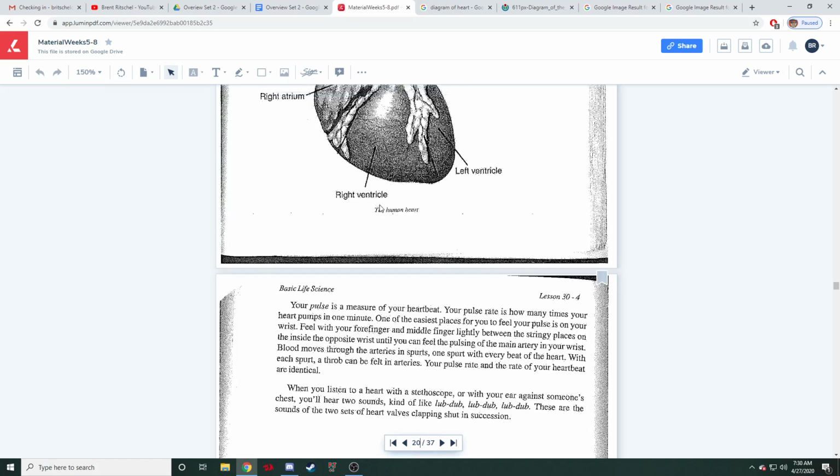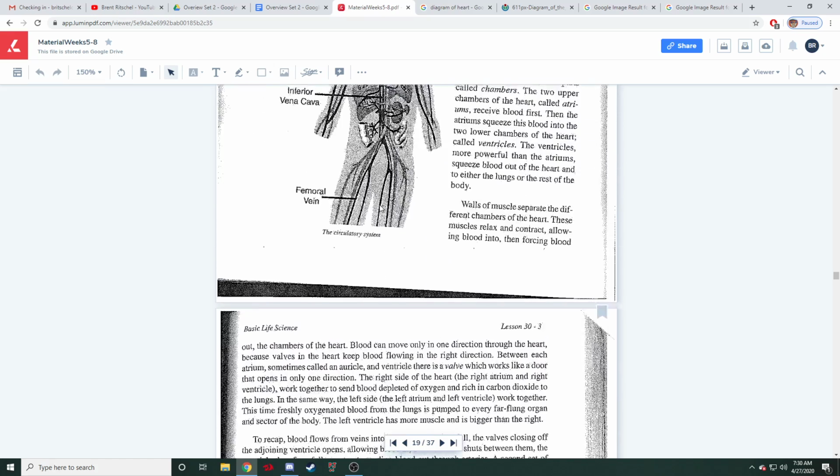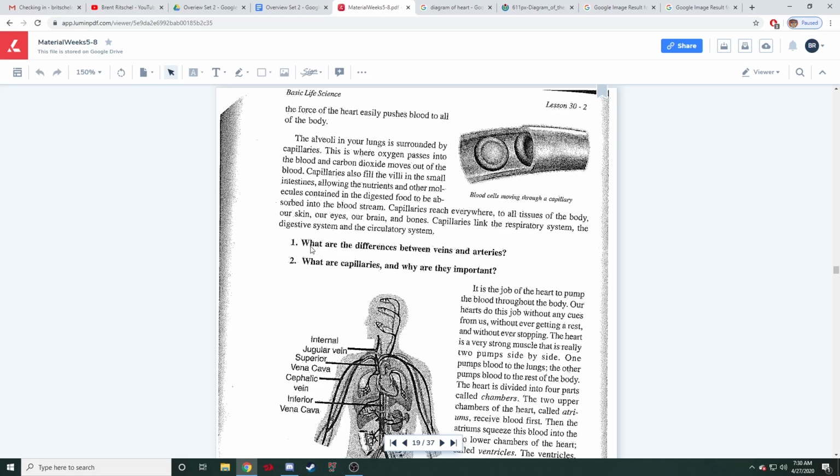So let's go to page 19 of the PDF. We have that right here. What are the differences between veins and arteries? Hoping that can be answered in complete sentences. Again, to answer the question completely is to 1, answer the question, so be able to define veins, define arteries. Give evidence of why this is true, such as a definition, and then explain why your evidence supports your answer.